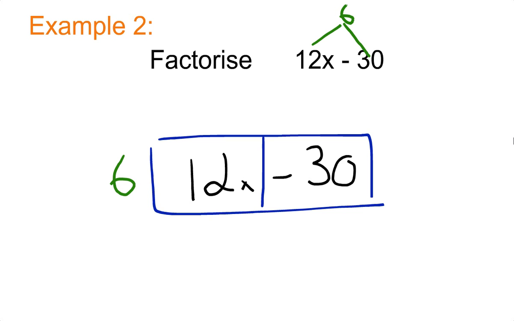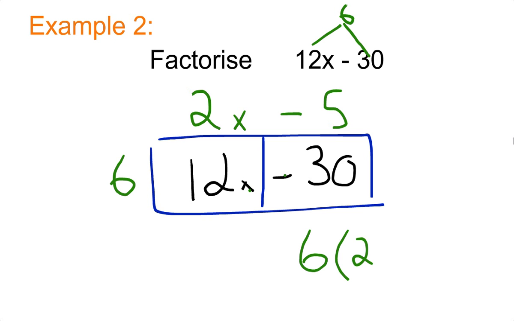So, how many 6s go into 12? Well, 2 of them. And 5 6s go into 30. But I need to remember my x and I need to remember my minus sign. So, we get 6 bracket 2x minus 5. And that's how to factorise simple linear expressions.